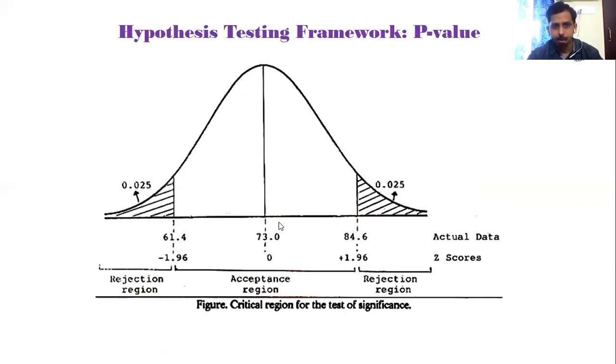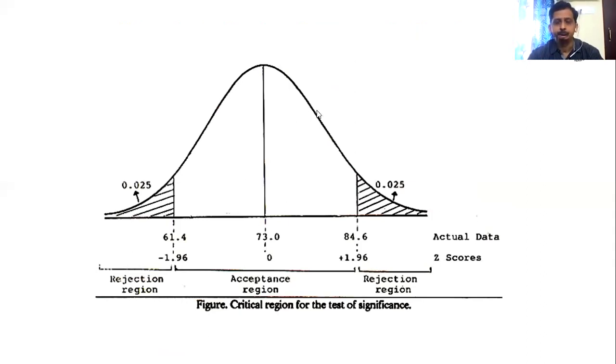It will create a two-sided region. Okay, that is what we call a two-tailed test. Fine.